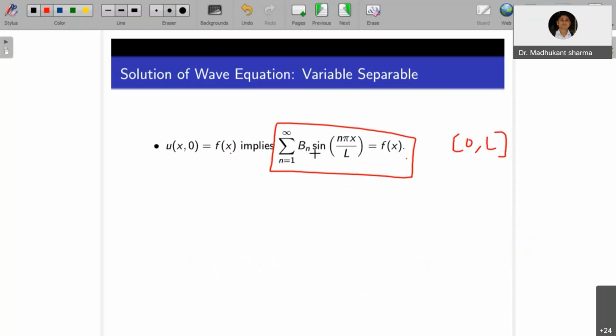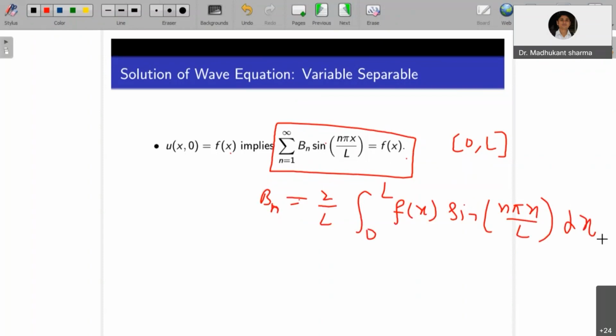If you recall the Fourier series concept, you can multiply both sides by sin(nπx/L) and integrate over 0 to L. Then you will obtain B_n equals 2 by L times the integral from 0 to L of f(x) sin(nπx/L) dx. In a similar fashion, what we have done yesterday was the last lecture.